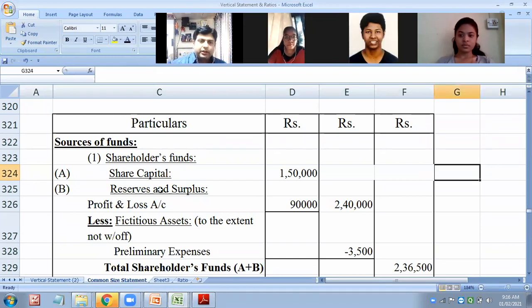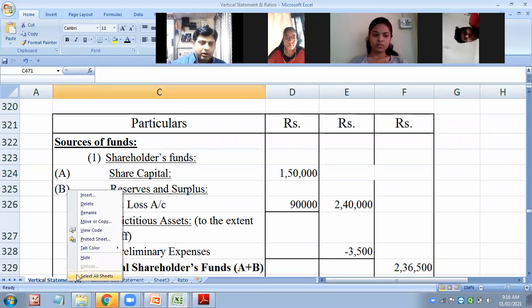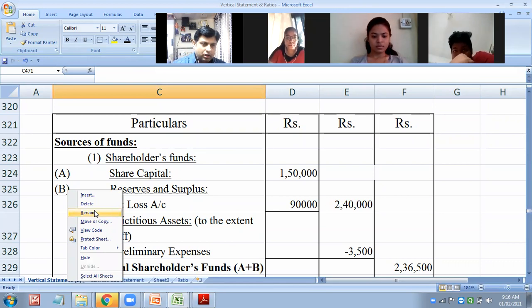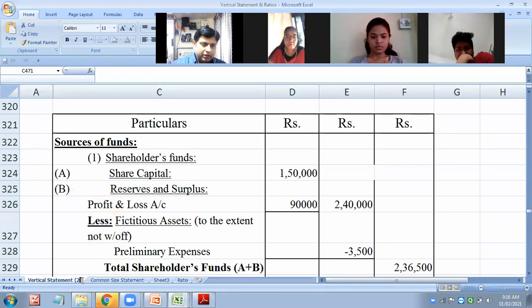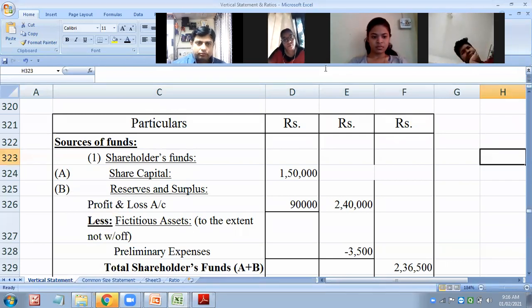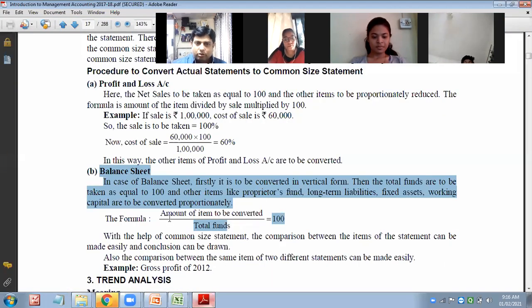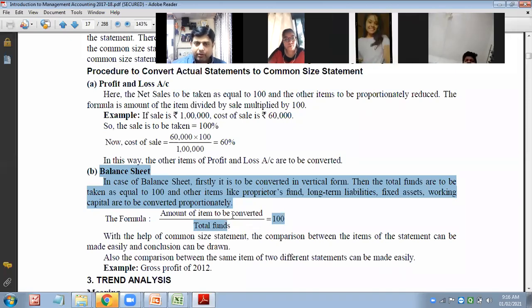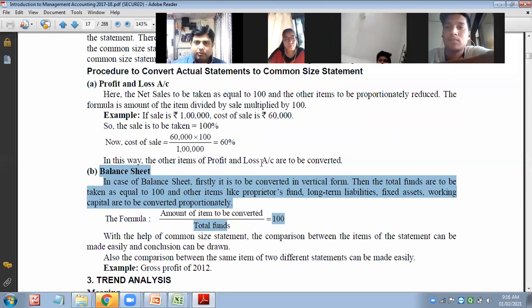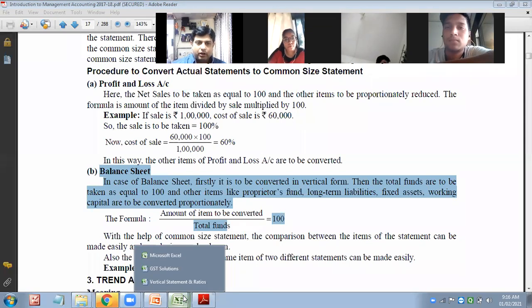So I wanted to make this as a common size statement and let it remain a vertical statement only. Okay. So in common size, as right now we have studied, either sales or total fund employed will be considered as 100 and the rest will be calculated as compared to that.